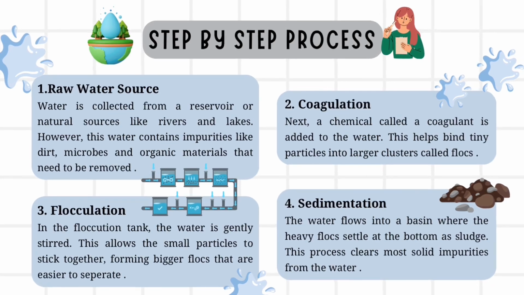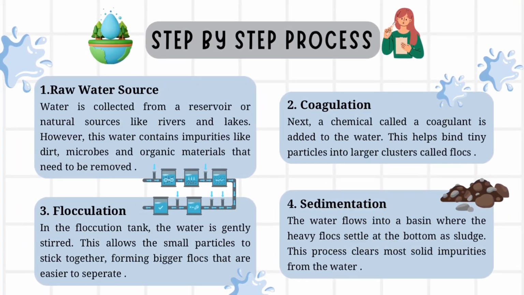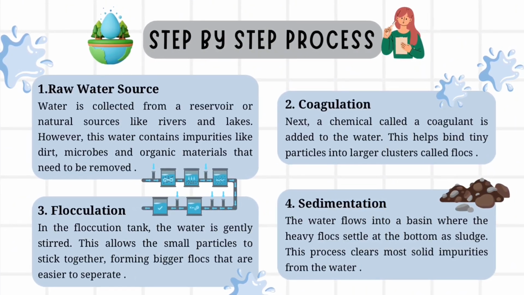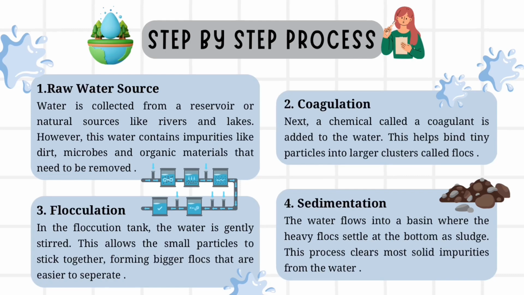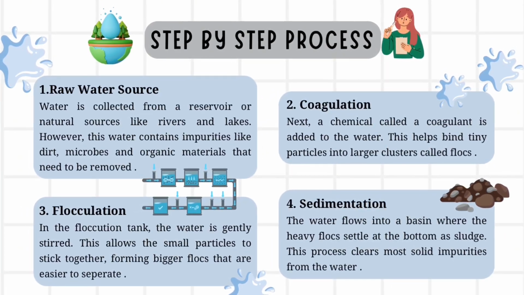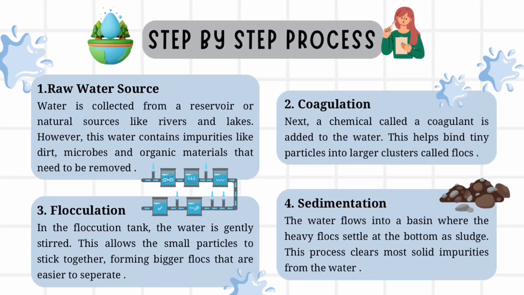For the first step, water is collected from a reservoir or natural sources like rivers and lakes. However, this water contains impurities like dirt, microbes, and organic materials that need to be removed. Next, a chemical called a coagulant is added to the water. This helps bind tiny particles into larger clusters called flocs.